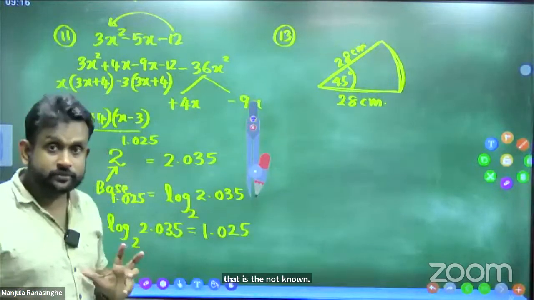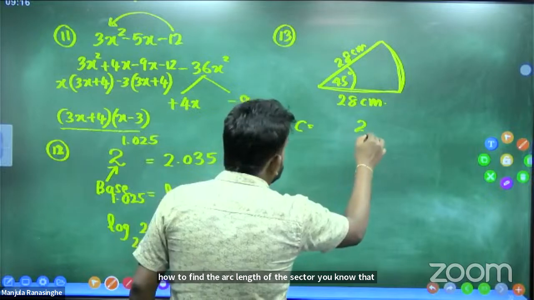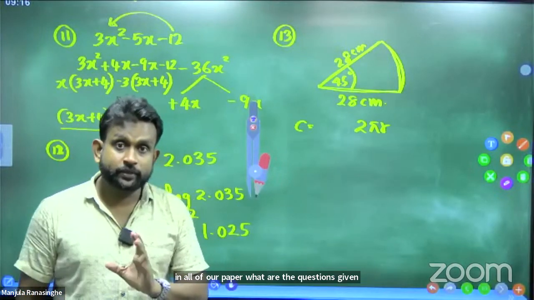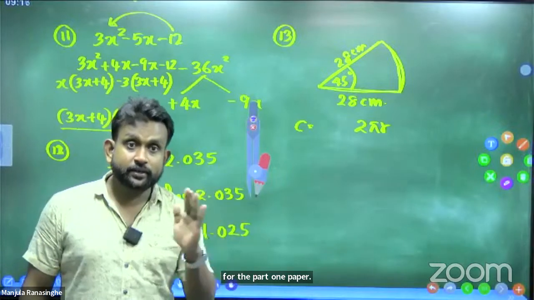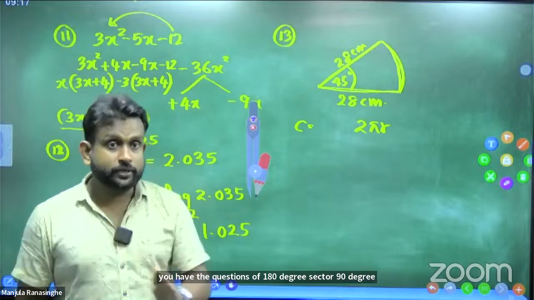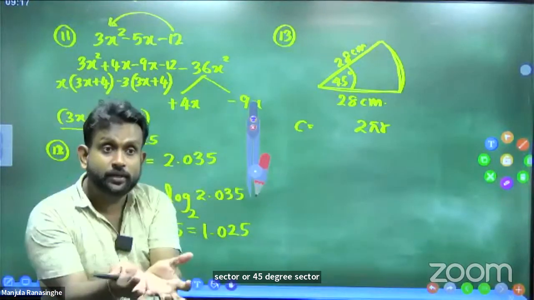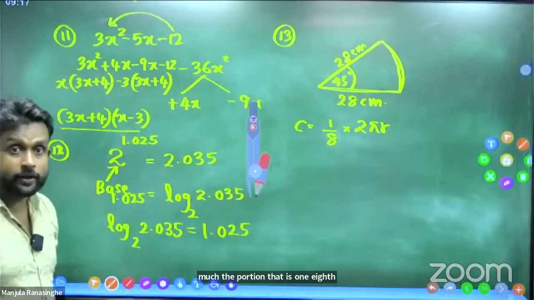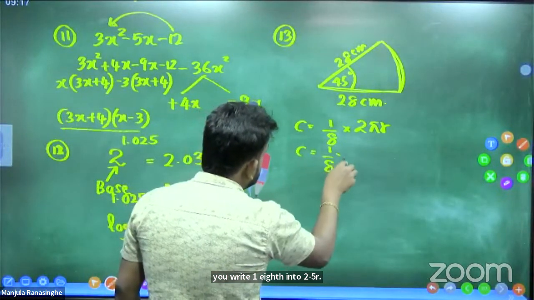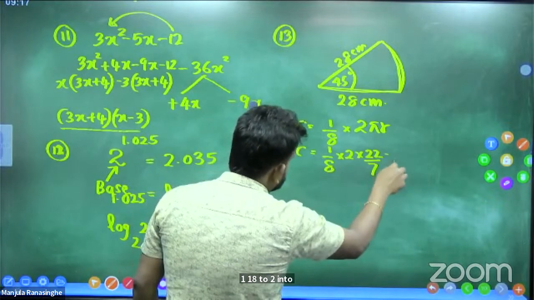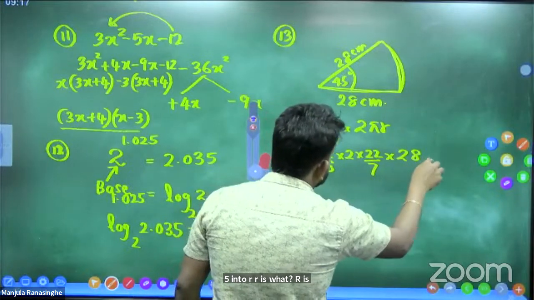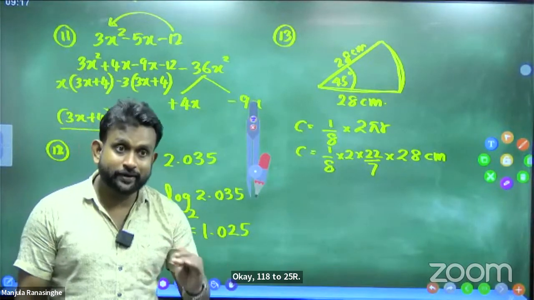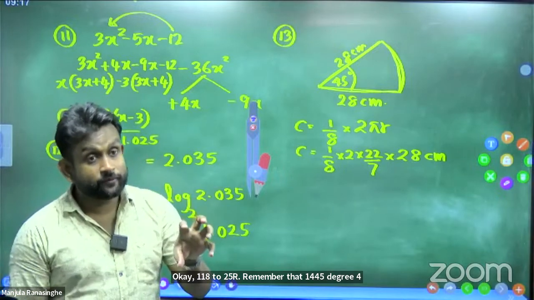So how to find the arc length of the sector? You know that circumference of a full circle is 2πr. I have mentioned that in the O-level paper 1, the questions given are of a 180-degree sector, 90-degree sector, or 45-degree sector. Here, 45 degrees means from a full circle, how much is the portion? That is 1/8. You write 1/8 into 2πr, with r being the radius, 28 centimeter.